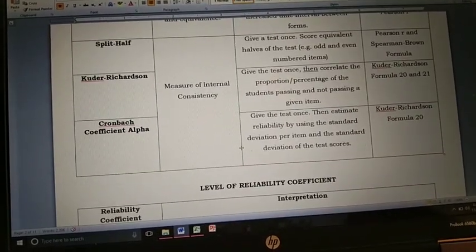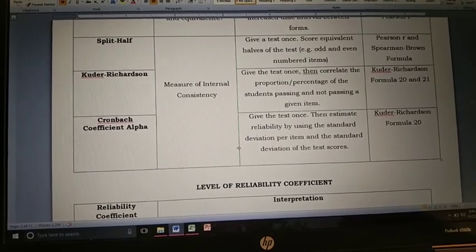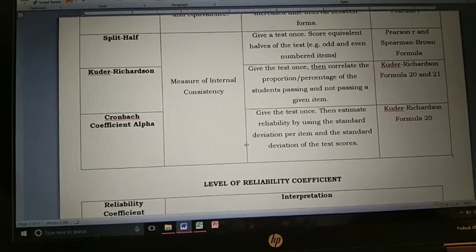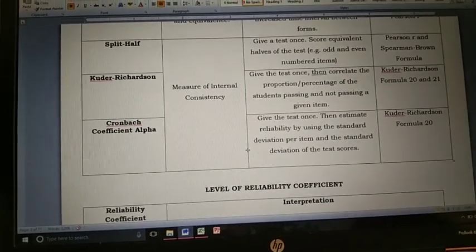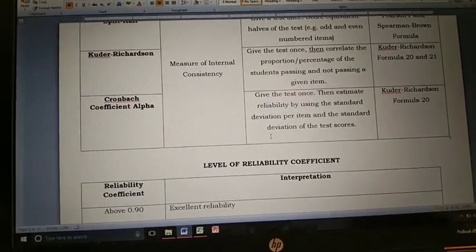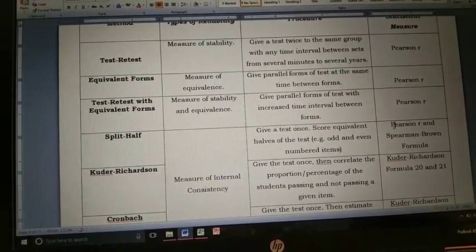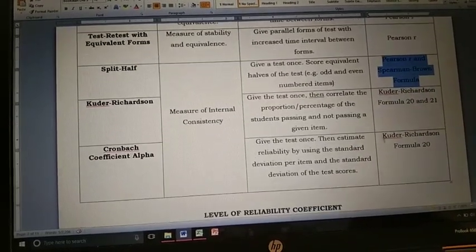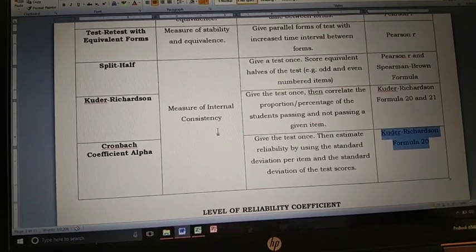So give the test once, then estimate reliability by using the standard deviation per item and the standard deviation of the test scores. So you are going to utilize the Kuder-Richardson formula 20. Yan yung mga gagamitin natin. We have the Pearson R and Spearman-Brown formula for the split half, and Kuder-Richardson formula for the measure of internal consistency.